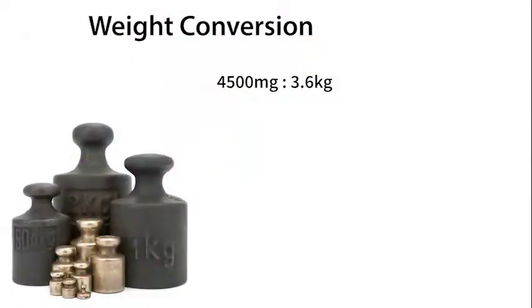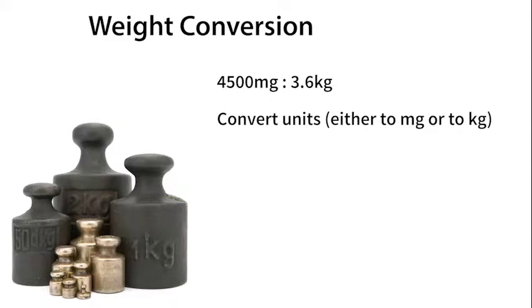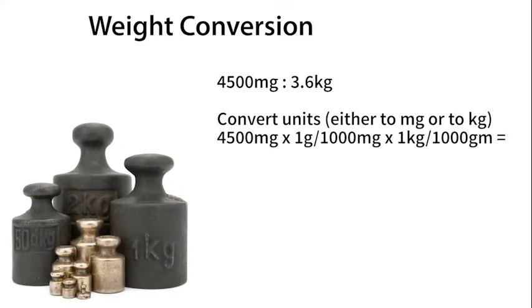Let's look at an example that deals with weight. 4,500 milligrams in relationship to 3.6 kilograms. Now, we can go in 2 different directions. We can convert our milligrams to kilograms, or we can convert our kilograms to milligrams. If we look at our relationship at 4,500 milligrams, it takes 1,000 milligrams to equal 1 gram. And then from there, it takes 1,000 grams to equal 1 kilogram. We're moving across 2 units. So then that would give us 0.0045 kilograms.